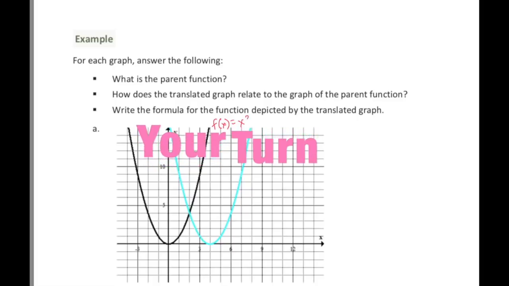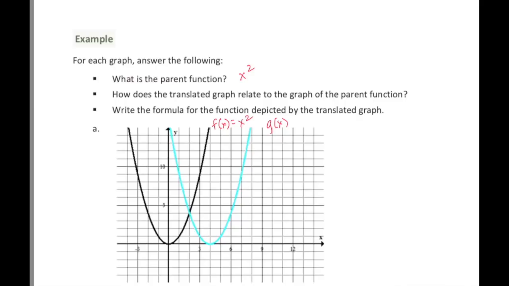All right, if you didn't try those before on your own, this is the time for you to do it. Pause the video and answer these questions. So I'm going to trust that you did this already, and the parent function x squared, that should have been a given. How does this translated graph relate to the graph of the parent function? Basically, how did it change?